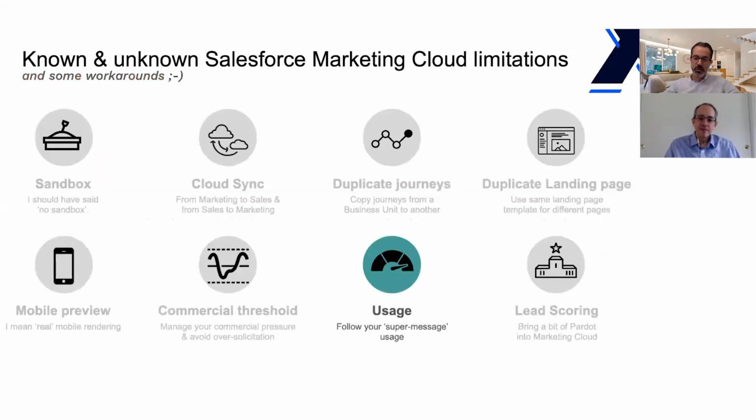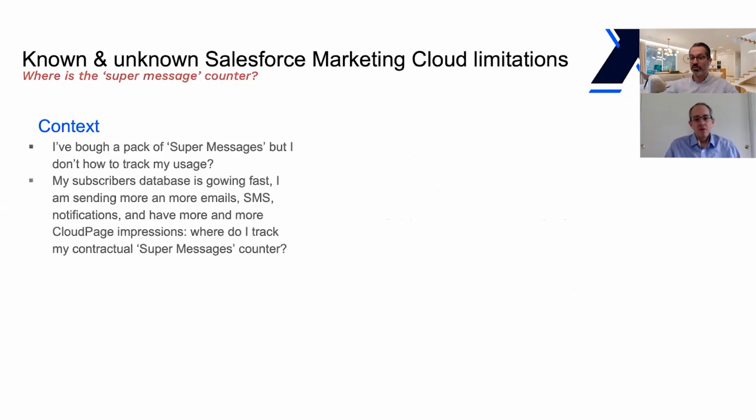So we talk about how to manage the number of emails we send to the customer and make sure we do not over-solicit. But actually, when you start on Marketing Cloud, you have to buy a package of super messages. So what is a super message? A super message is the unit within Marketing Cloud for all the emails you send, the SMS, the push notifications, or also the landing page and cloud page impressions.